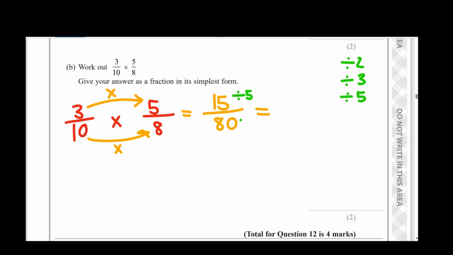We have to do the same at the top and the bottom. So 15 divided by 5 is 3. 80 divided by 5 is 16. And that is our simplest form. So that is where you would get your second mark for that one. But even if you forgot how to simplify, if you see a multiplying question, make sure you can do this first part. Just multiply top times top, bottom by bottom, because that's a really easy mark.